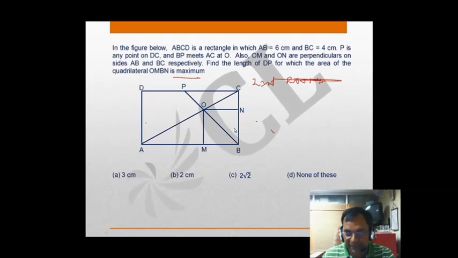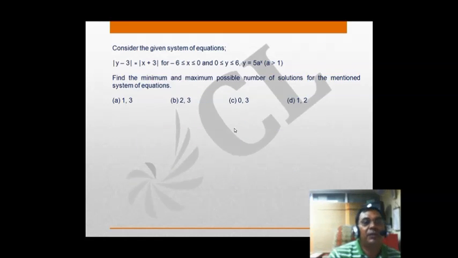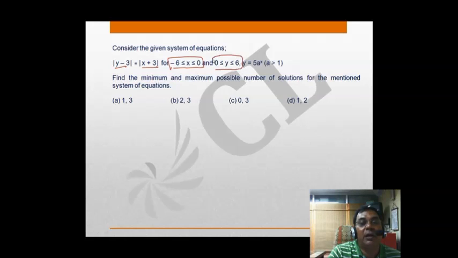After that, the next question we come to. Consider the given system of equations: y minus 3x plus 3 is equal to minus 6x, and y is 5a to the power x, a is greater than 1. Oh, that means a value I can take anyway. Find the minimum possible solution for the mentioned system of equations. Look, I'm not getting it. So again, I'm leaving it for round 2.